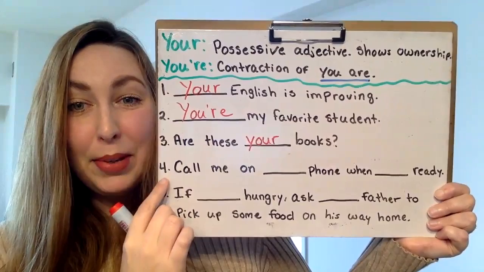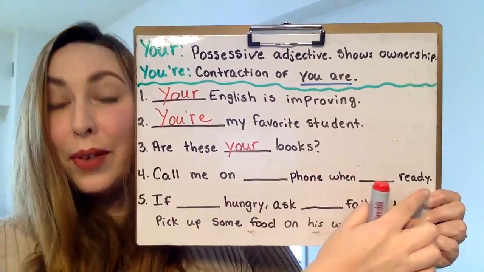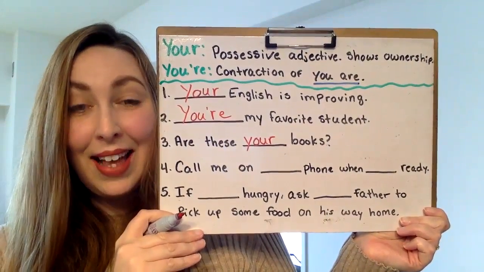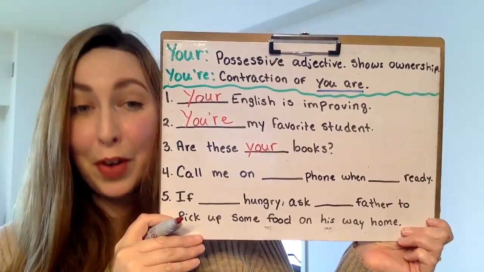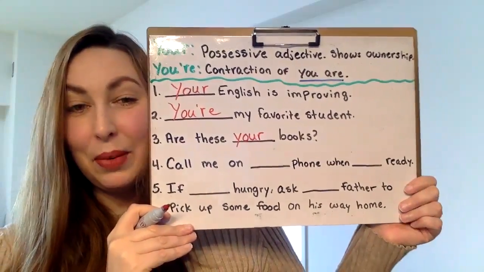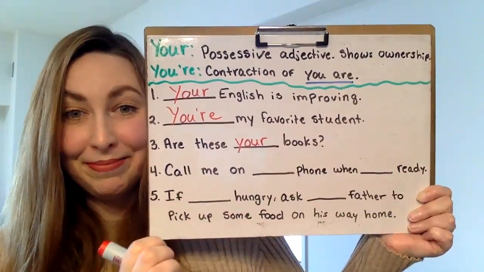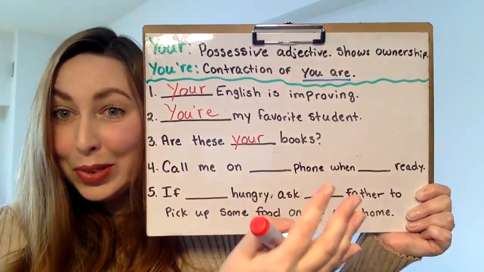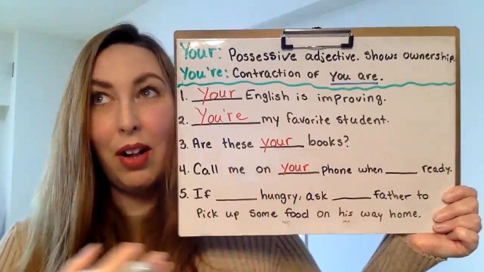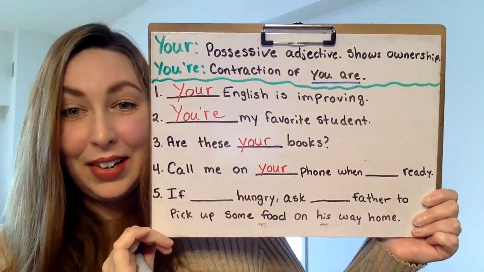All right, number 4, call me on blank phone when blank ready. Ooh, okay, we have 2 answers for number 4. Please write them in the comments. Call me on blank phone when blank ready. Okay, so we know they're both going to be pronounced the same. Call me on your phone when you're ready. So, whose phone? So we need a possessive. Call me on your phone. Call me on his phone. Call me on her phone. Call me on my phone, right? We need the possessive. Okay?